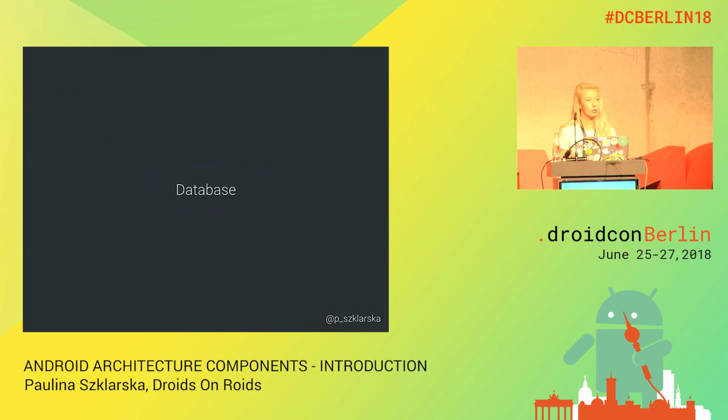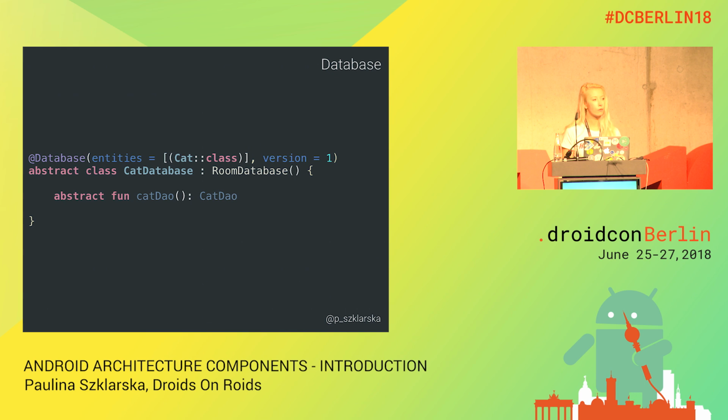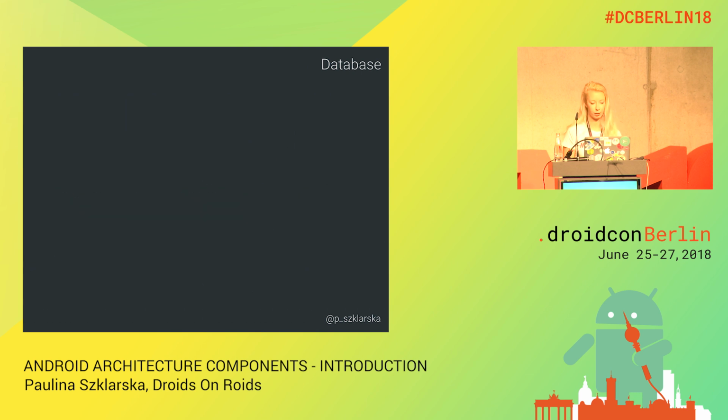Okay, now we have an entity, we have a DAO. We need to bind everything together to make it work, and for that we need a database class. To create a database class, of course, we need to use the Database annotation. Second, we need to extend the RoomDatabase class, and we need to have at least one method that returns a DAO object. Thanks to this, we can use the database builder for creating our database class. After this, we can easily use Room, for example, for inserting or accessing our data.